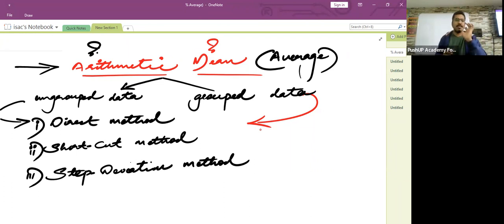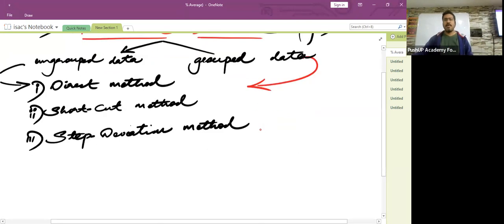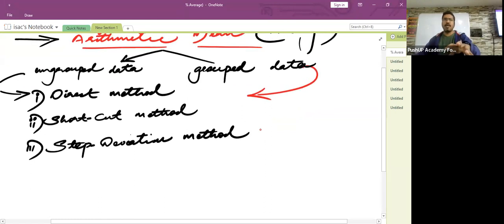Direct, shortcut, step deviation. So you should have clarity in your mind whether the data given to you is ungrouped or grouped. You don't have to differentiate between these two to decide which method to apply. Always, you have three methods in front of you. First one is direct, second one is shortcut, and the third one is step deviation. So far everything is fine. So this is all about arithmetic mean, and this is what you're going to learn in this whole topic.